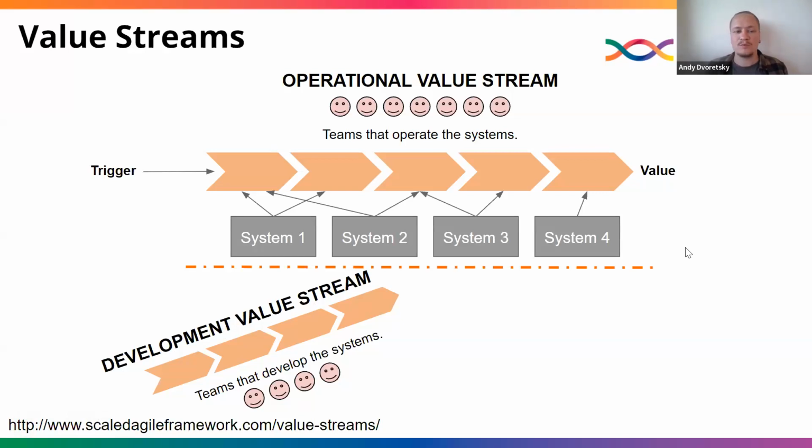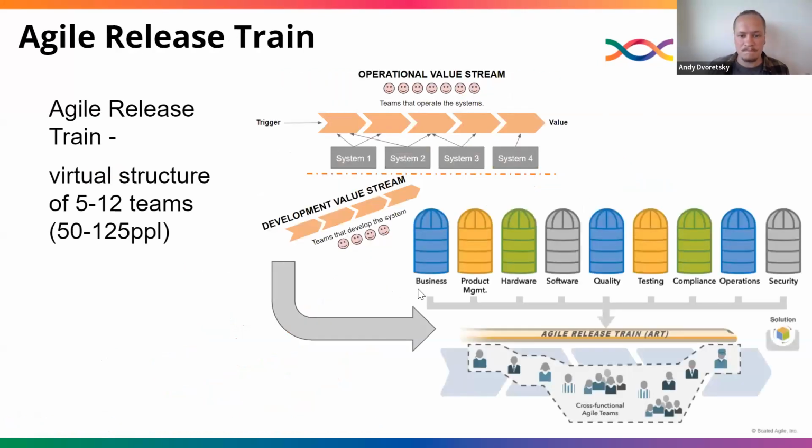So what we try to do in our complex organizations is map and visualize those value streams, the operational ones and the development ones, if we already have them, or we build assumptions about what exactly we need to improve, and we try to launch the new development streams. On top of the value streams identified, we try to organize Agile Release Trains.